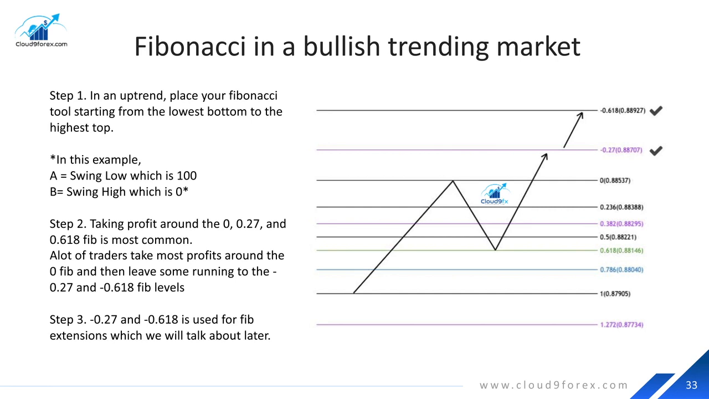So in an uptrend, place your Fibonacci tool from the lowest bottom, which is right here, to the highest top. So swing low, which is 100. So 100% is right here for your lowest bottom, and then the 0% is at the top. Taking profit around the 0, the 0.27, and the 0.618 is the most common. So make sure you're drawing this.